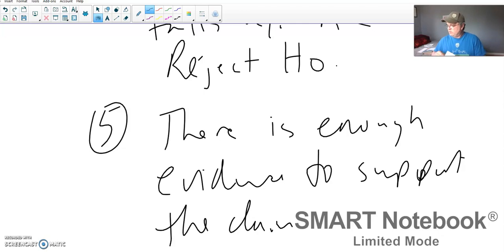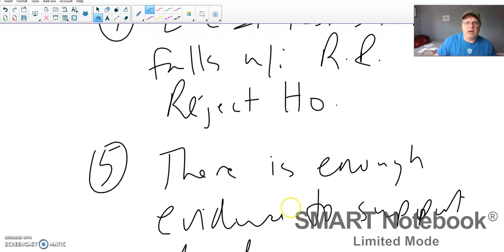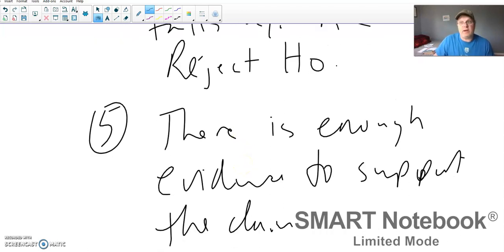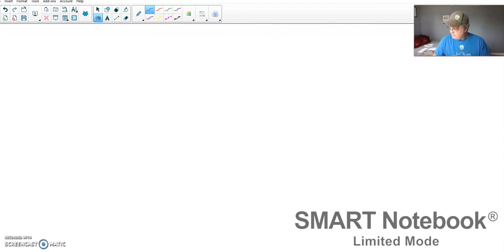And there you go. So the only thing that changed is using the rejection region. So that's fine. And that's what you have to do in 7.3. 7.2 is p-value, 7.3 is rejection region, and then 7.4 is choice. Do whatever one you want.